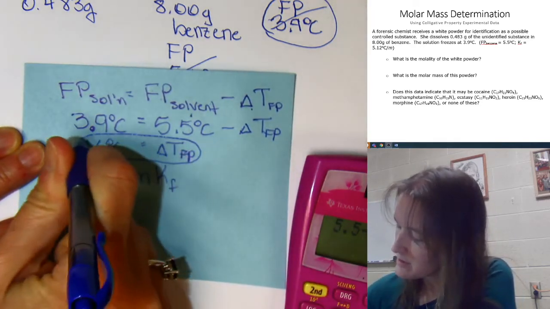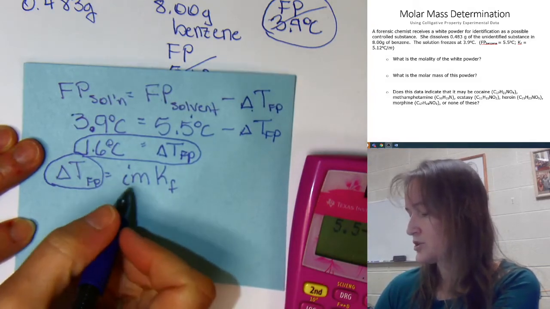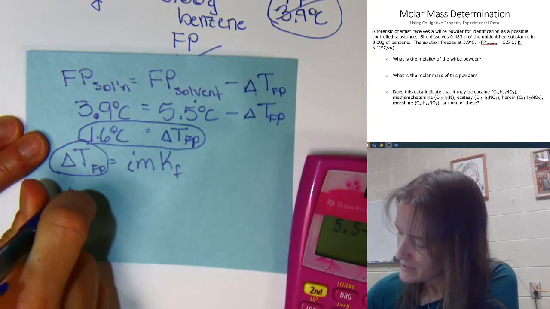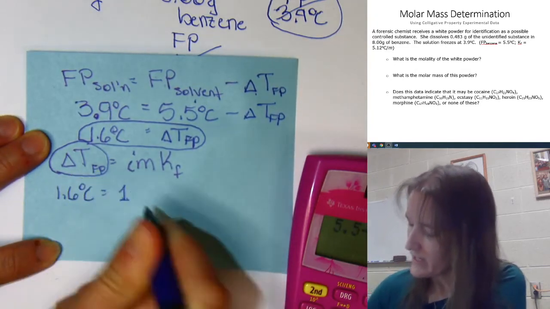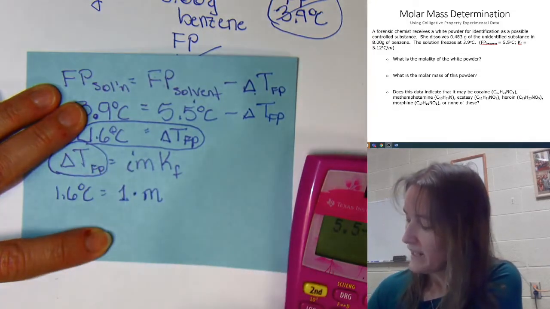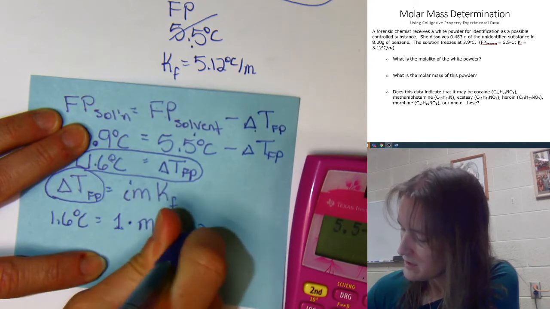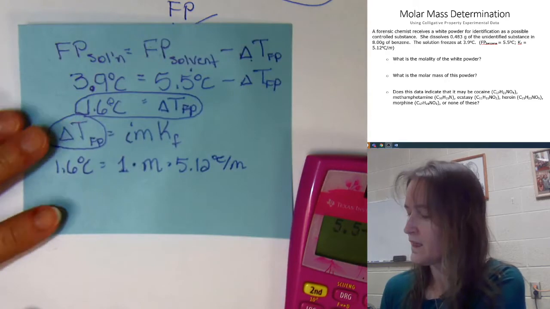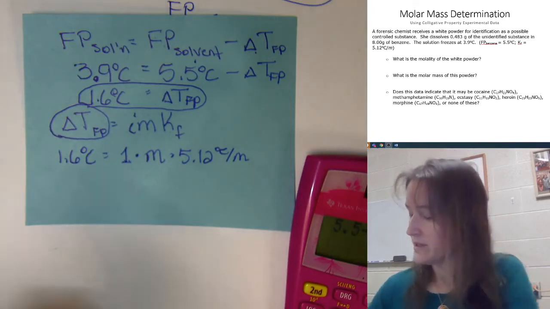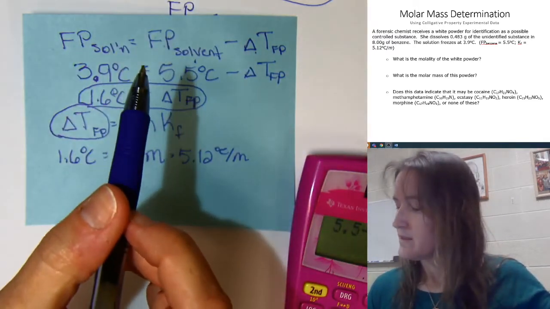This value, we plug it in to the second equation, which is the change in temperature for the freezing point is equal to the molality times the constant. And so if we plug that number 1.6 degrees Celsius in here, since it's an organic substance that's nonpolar, the i factor is 1. Molality, and then the constant is 5.12 degrees Celsius per molal. By using this second equation, we can answer the first question, which is, what is the molality of this white powder? The molality is the moles of the unknown white powder divided by the amount of benzene.